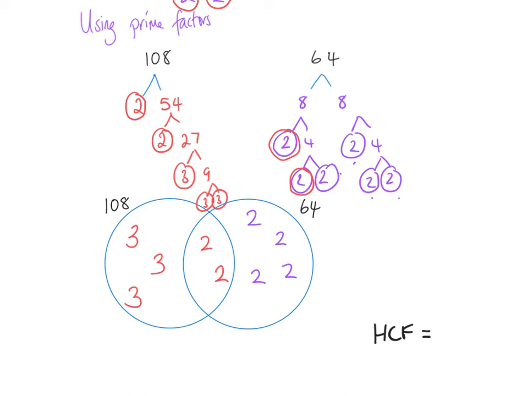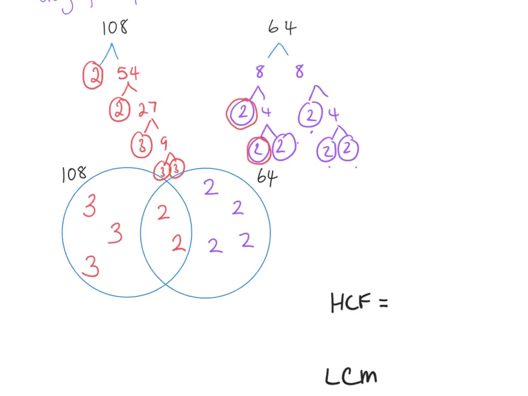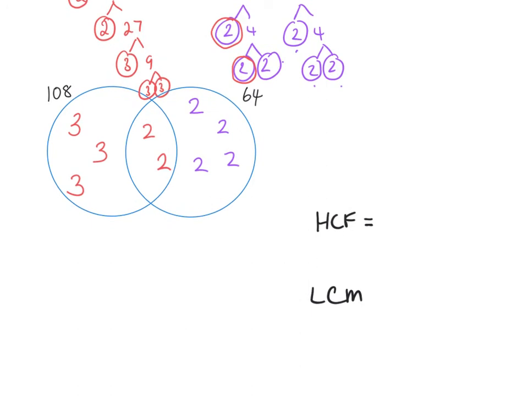So using that then, we can find the highest common factor and the lowest common multiple. So you're going to take the values in the centre. Let's do this in pink. So I'm going to take the numbers in the centre, which is just 2 times 2. So my answer is 4.